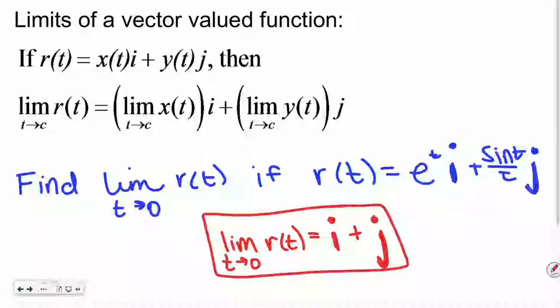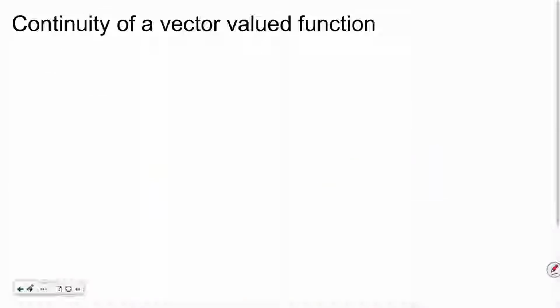R is our radical function. Let's remind ourselves about continuity. These aren't normal functions, so we kind of have to redefine everything, but we're just going to connect it all together. If we had a regular function, we have our three checkoffs for a function being continuous.